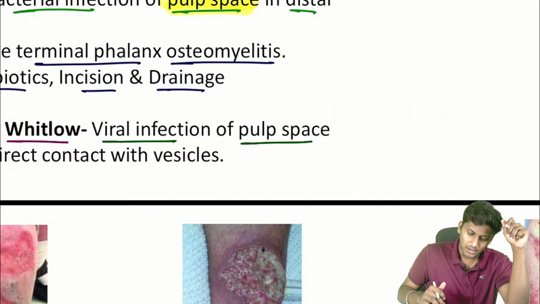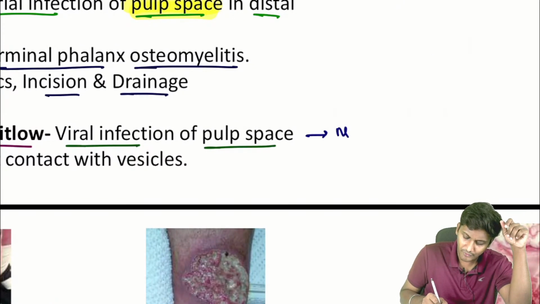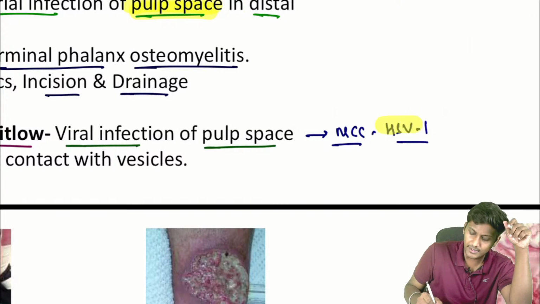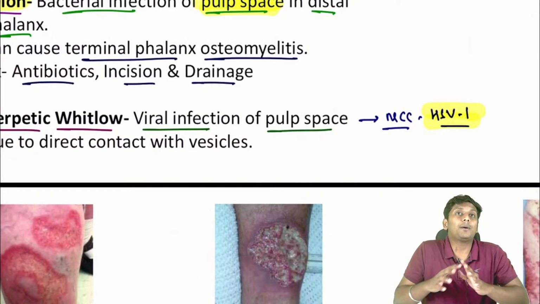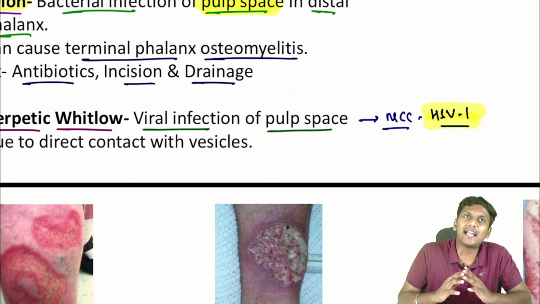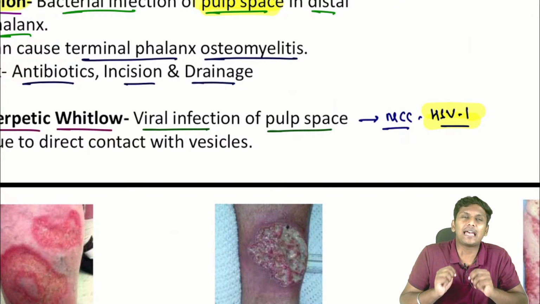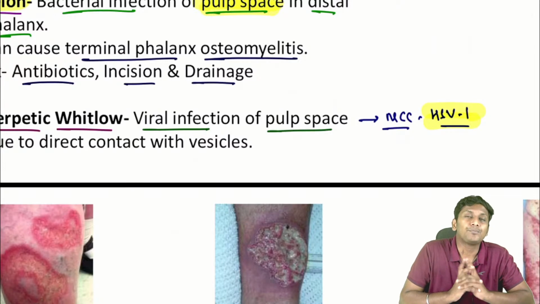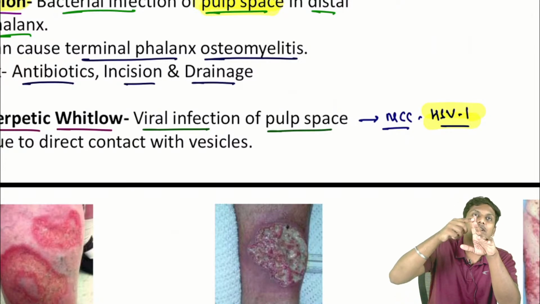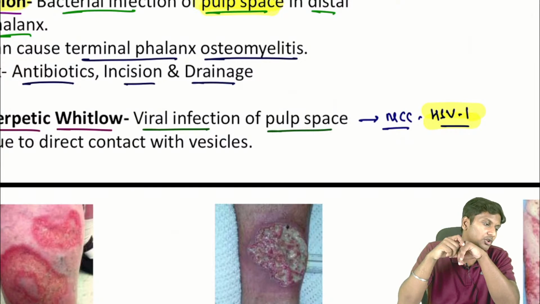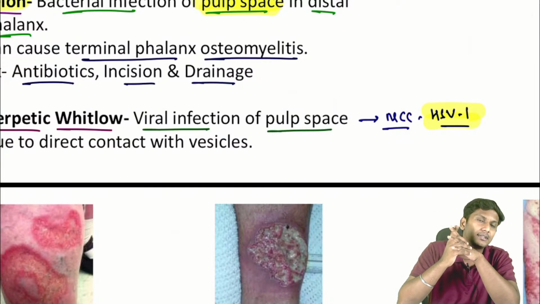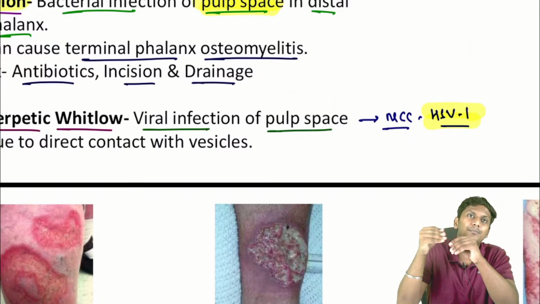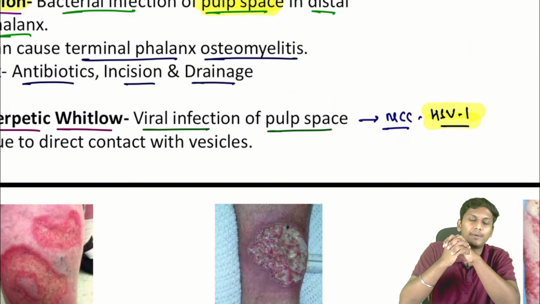What is the most common cause of herpetic whitlow? You have to remember the most common cause of herpetic whitlow is nothing but HSV1, that is herpes simplex virus type 1. For example, a patient was having herpes genitalis and you were examining that patient, but you examined that patient without gloves. Now what is going to happen? You came in contact with the vesicles of that herpes, and therefore now you have developed an infection of the pulp space of the finger due to herpes simplex virus type 1, and that is what is known as a herpetic whitlow. Got it?